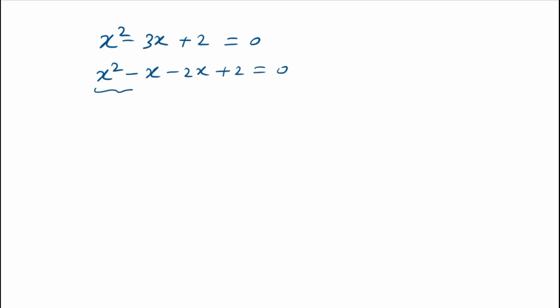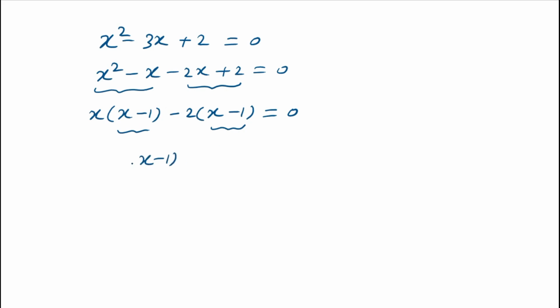Look carefully, first two terms, if we take common x here, then x square divided by x, then you will get x, and minus x divided by x, then you will get minus 1. And look carefully these two terms, here if we take common minus 2, then minus 2x divided by minus 2, then you will get x, and plus 2 divided by minus 2, then you will get minus 1, and this is equals to 0. Here x minus 1 is common, so if we take common x minus 1 in left hand side, then you will get here x minus 2, and this is equals to 0.